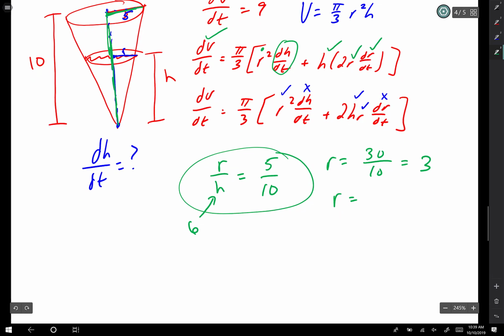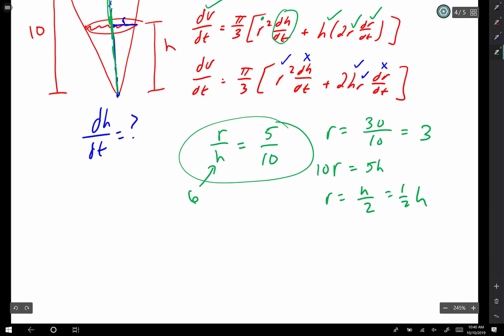All right, guys, real quick. 10R is equal to 5H. So that means R is equal to H over 2, or 1/2 H. Does that make sense to you guys? Okay. So I can write this. I'm going to take a derivative here. dr/dt is equal to 1/2 dH/dt. Does that make sense to you guys?